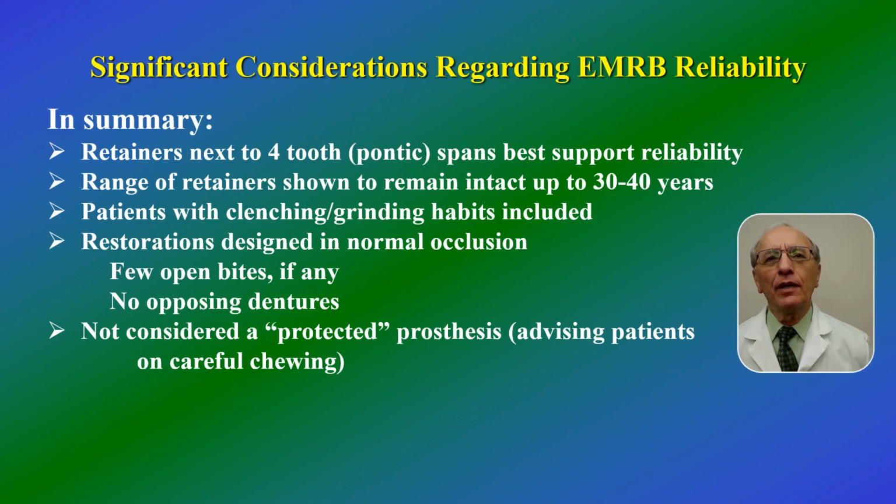In summary, retainers next to 4-tooth pontic spans best support reliability of etched metal retainers. A range of retainers shown to remain intact up to 30 to 45 years. Patients with clenching and grinding habits were included. Restorations were designed in normal occlusion. There were very few open bites and no opposing dentures. It's not considered a protective prosthesis, advising patients for careful chewing.